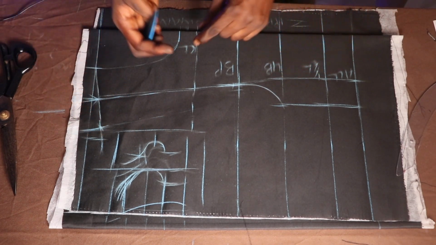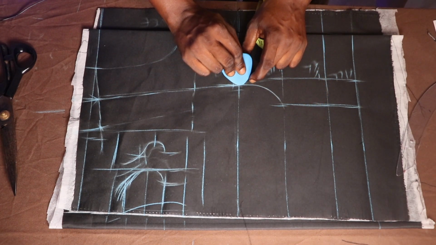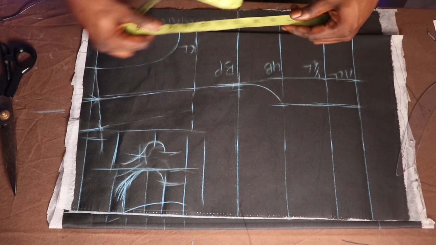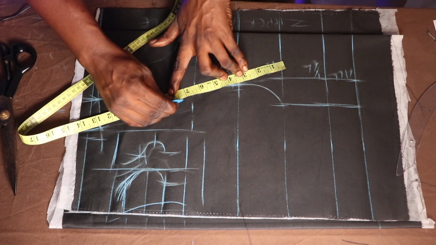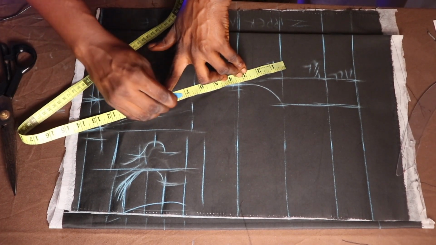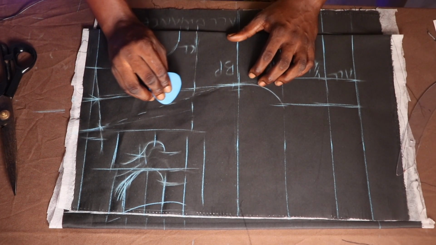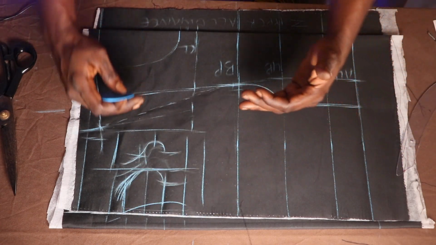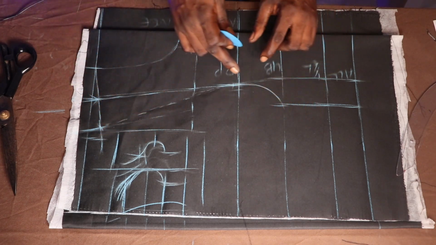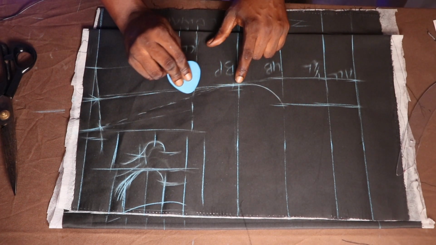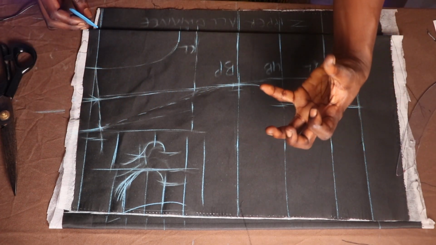for a busty person. There won't be any need to do anything here. You just take your line from here to this point, and it will be like this. So you can see it has enough room here for the busty person.